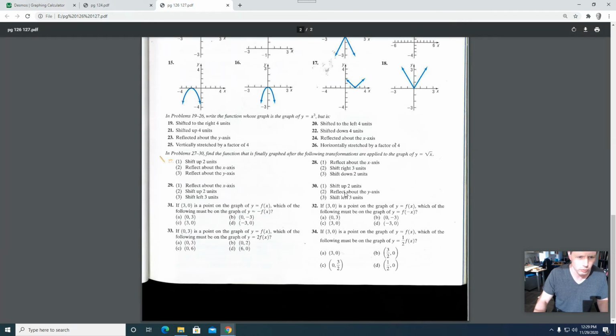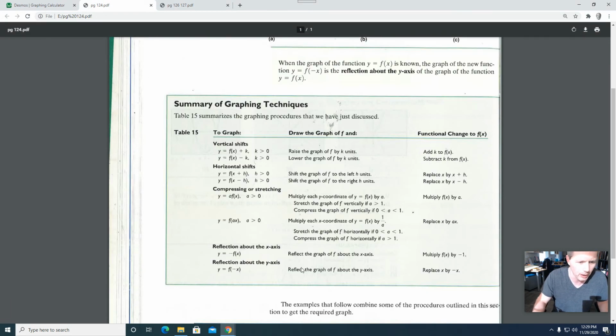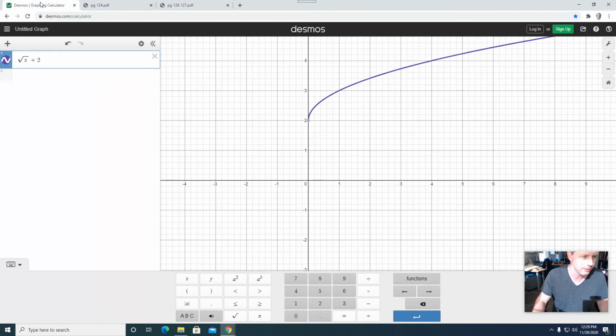Then I want to reflect about the y-axis. So to reflect about the y-axis, I come here, reflection about the y-axis. Again, I replace my x by negative x. That always reflects a function across the y-axis. So in this case, I'm going to replace my x here with minus x. So just put a minus in front, and that reflects it across the y-axis.